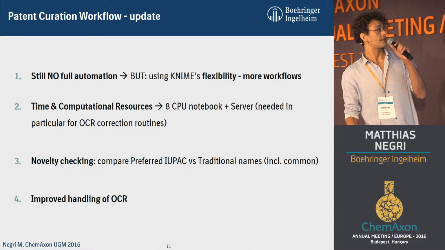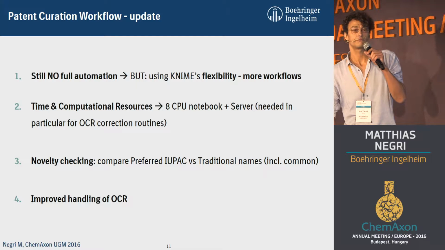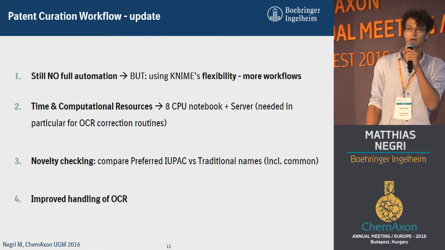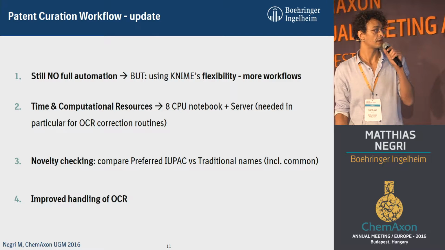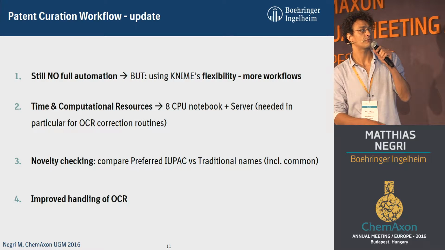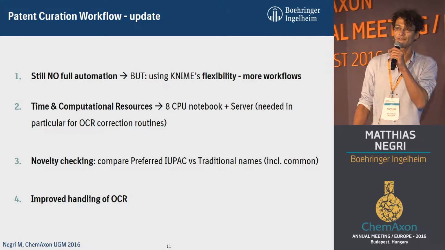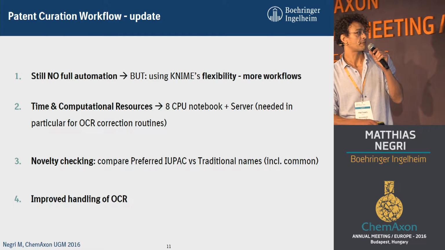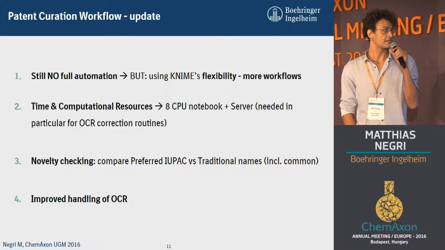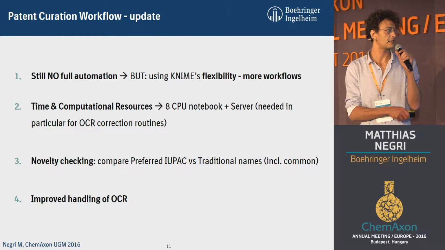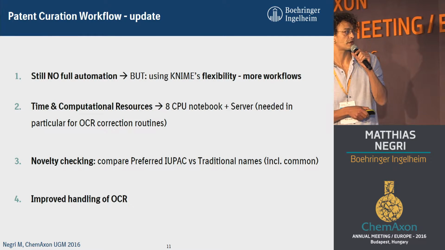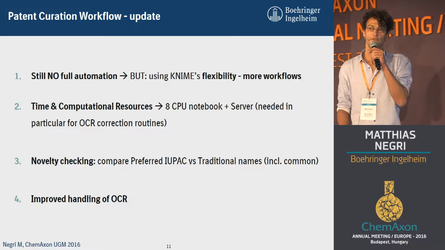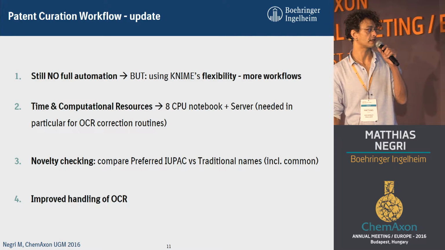As a short update, well, still no full automation possible because there is too heterogeneous data along the different patent offices. Using KNIME, we have more workflows, so we set up a kind of flexibility which might be able to handle this. Time and computational resources was a pain point last year, still it is, but we expanded on a larger CPU notebook and a server. So this is much more helpful. We can process much more data now.